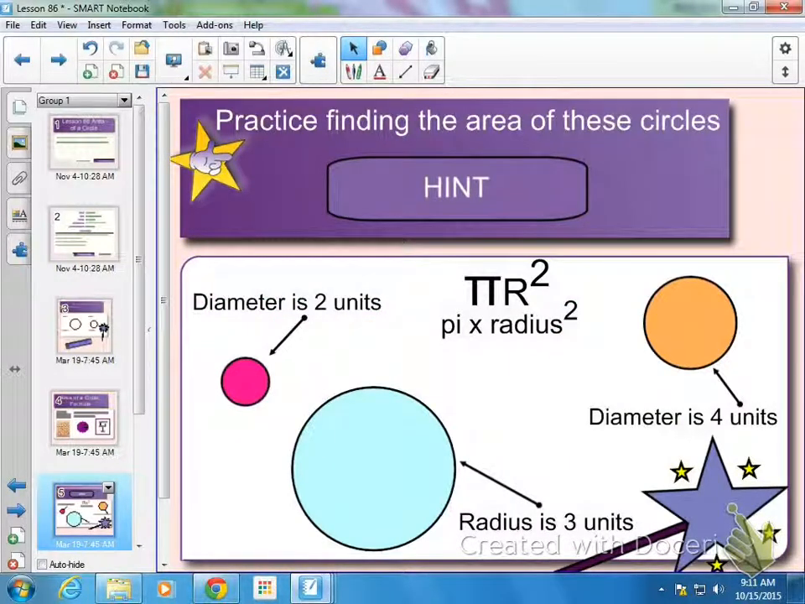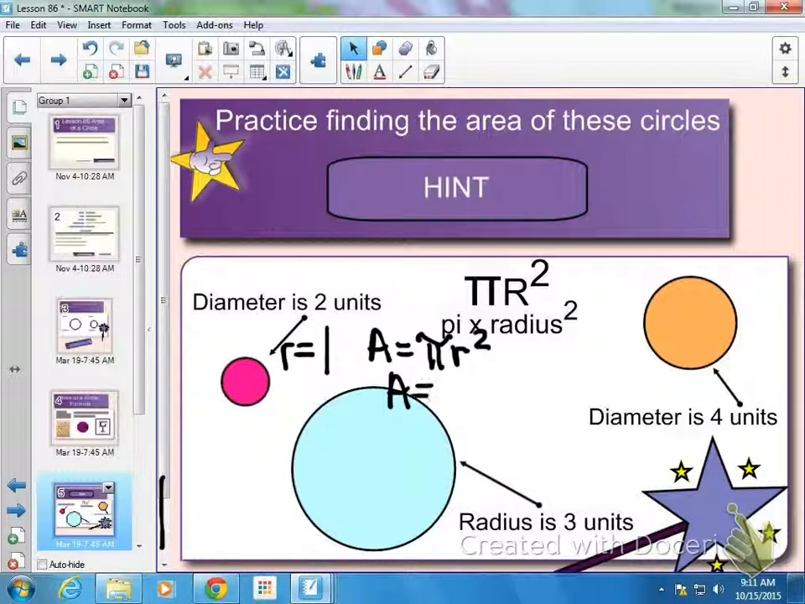So let's look at some of these. For this one right here, we're going to practice finding the area for these circles. If the diameter is 2 units, I know my radius is half of the diameter. So if my diameter is 2, my radius equals 1 unit. So for this problem, I'm going to plug in area equals pi radius squared.